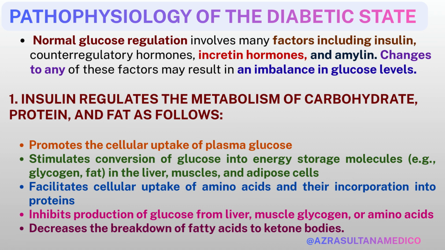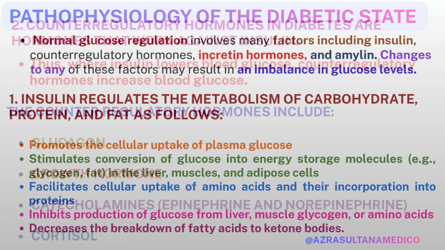Normal glucose regulation involves many factors including insulin, counter-regulatory hormones, incretin hormones, and amylin. Changes to any of these factors may result in an imbalance in glucose levels. 1. Insulin regulates the metabolism of carbohydrate, protein, and fat as follows. Promotes the cellular uptake of plasma glucose. Stimulates conversion of glucose into energy storage molecules, for example, glycogen and fat, in the liver, muscles, and adipose cells. Facilitates cellular uptake of amino acids and their incorporation into proteins. Inhibits production of glucose from liver, muscle glycogen, or amino acids.